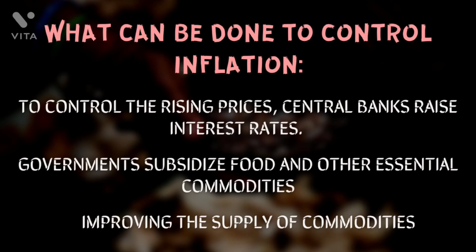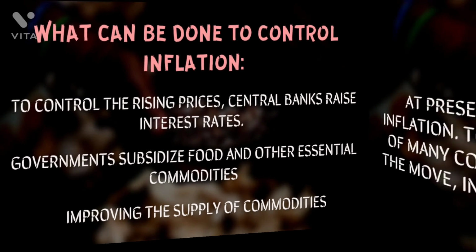Sometimes government subsidizes food and other essential commodities to keep the prices affordable to common people. The third one is improving the supply of commodities to fill the supply shortage can also control inflation.